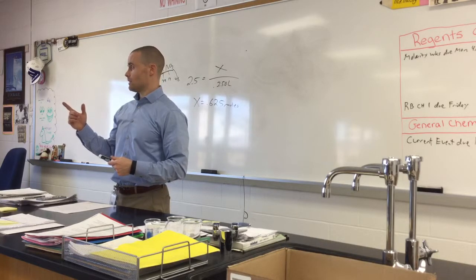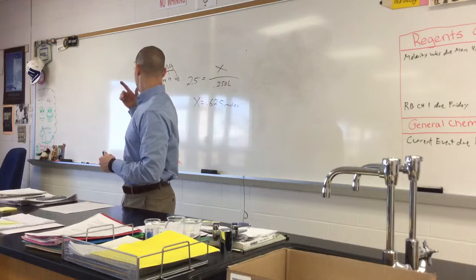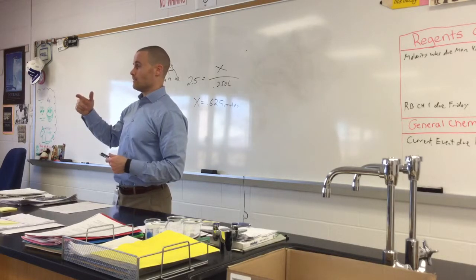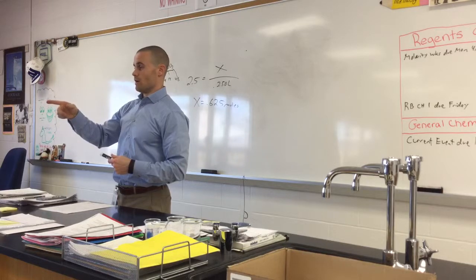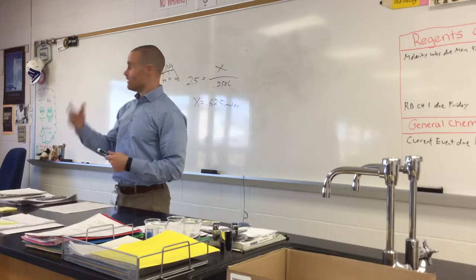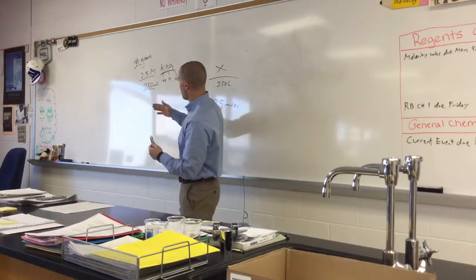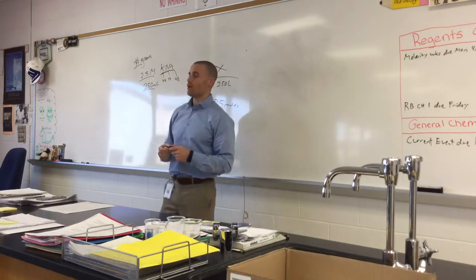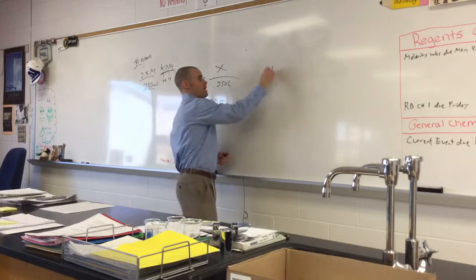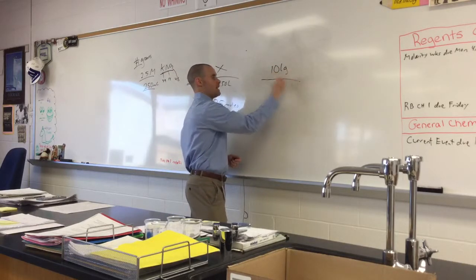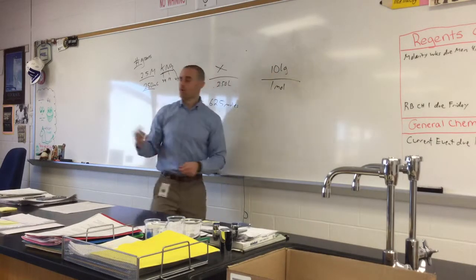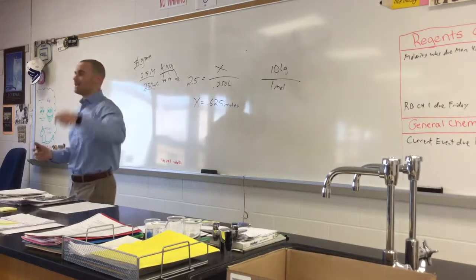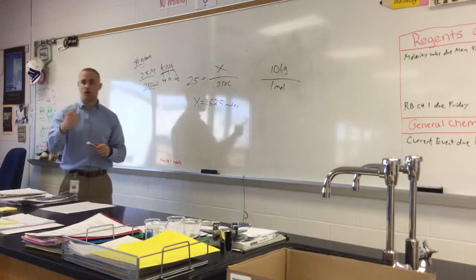Someone do that for me quick: 48 plus 14 plus 39. Yes, you did that? You sure? 101. Okay. So the gram form of the mass of KNO3 is 101. What does that mean? There's 101 grams in 1 mole. So remember, the mass on the chart tells you the mass in 1 mole.